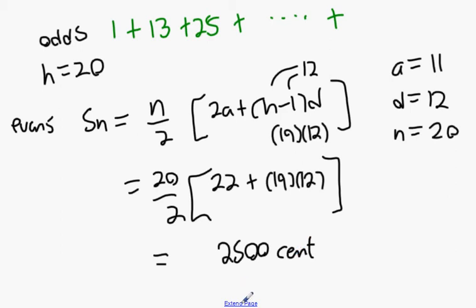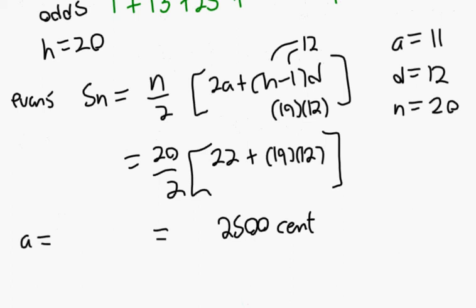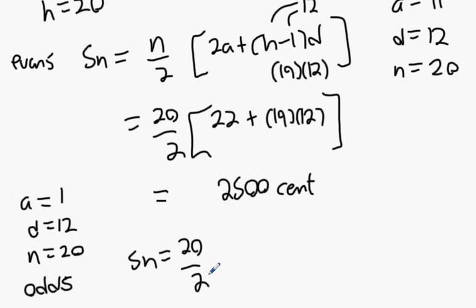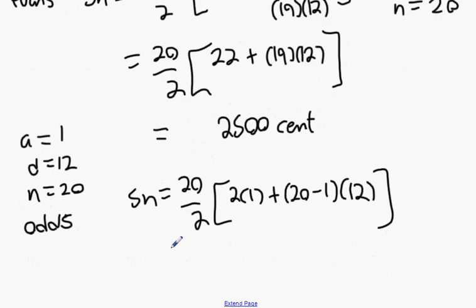Now I have to go and do the odds. So what do we say about the odds? What's the a value for the odds? The a value is, it starts off at 1, the d value is 12, and the n value 20. I do the same formula again. 20 over 2 into 2 times the a value, which is going to be 2 times 1, plus n minus 1, which is going to be 20 minus 1 times the d value, which is 12. I'm going to write all of that into the calculator straight away. I'm not going to mess about with it. And what I'll get is 2,300 cents.